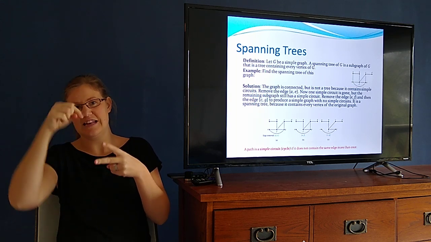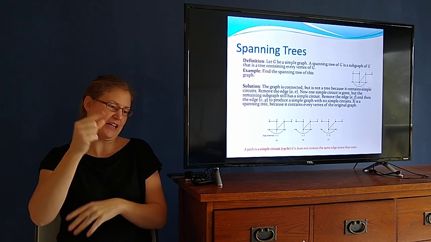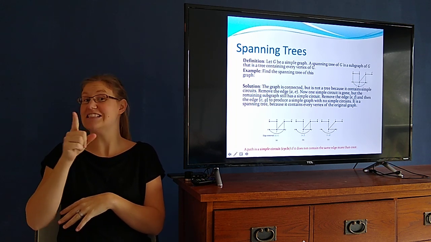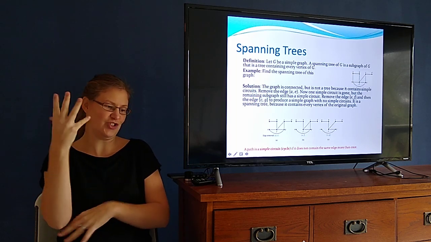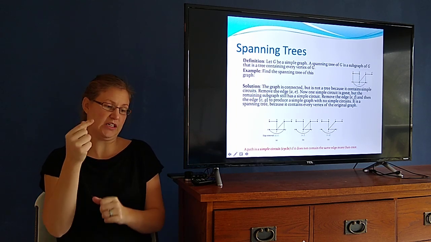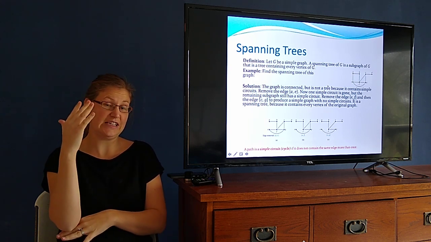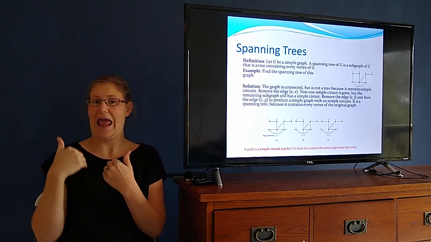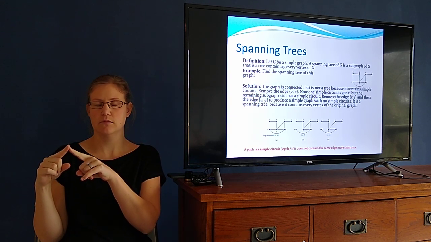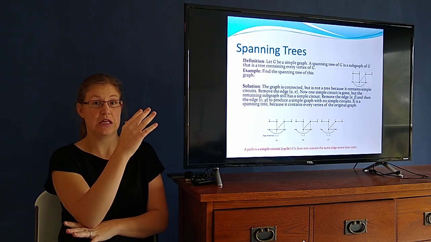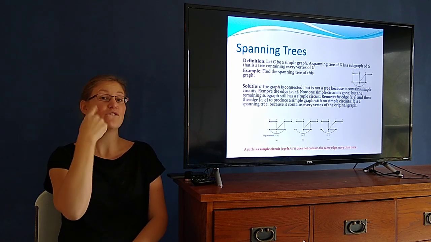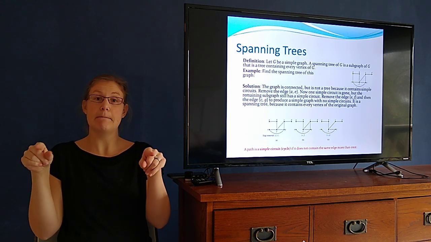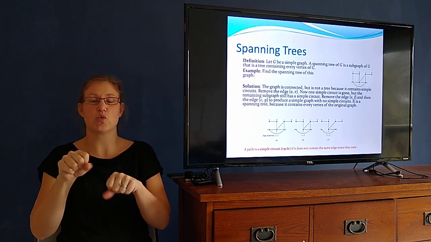Spanning trees. The definition of a spanning tree: let G be a simple graph, a spanning tree of G is a subgraph of G that is a tree containing every vertex of G. So basically, we have trees and we have spanning trees. Trees don't have simple circuits in them, and a spanning tree is a subgraph of a given graph with no simple circuit. So what's the difference between them? If you can answer this question, you will have extra credit for the next quiz.